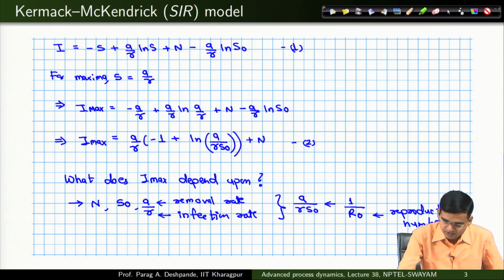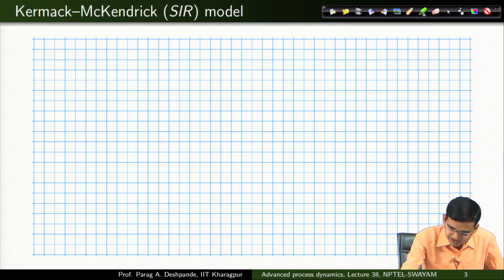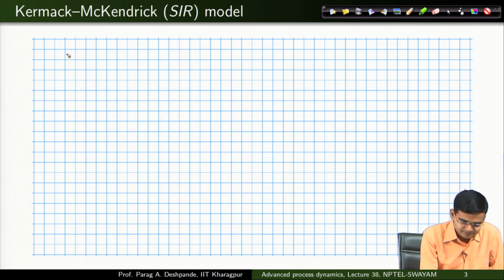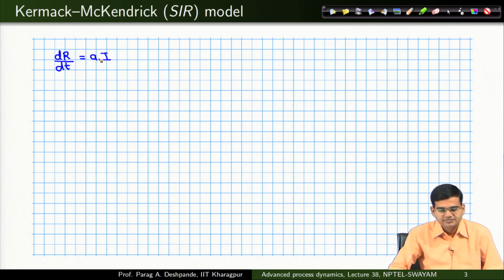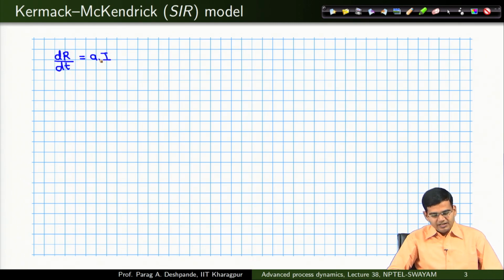Interesting. Now, finally, we also had an expression which is given as dR by dt is equal to A I. Okay. Now, what happens when the pandemic, as time t tends to infinity, when you are at the far end of your pandemic? You would like to have some more information.